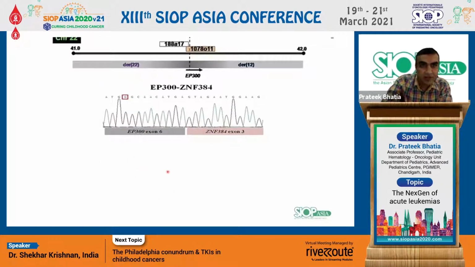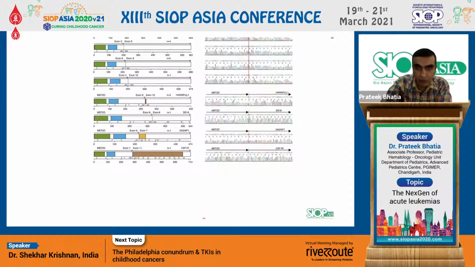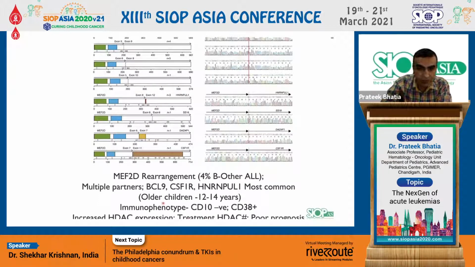The ZNF384 rearrangement subtype is seen in 6% of B-ALL cases. It also has different partners, the common ones being these. This is how they present: in older children with high WBC counts. Immunophenotype is usually CD10 negative, and they also lose CD19 during therapy. So one should be cautioned while using CAR-T in these cases. They are also FLT3 positive and have intermediate prognosis.